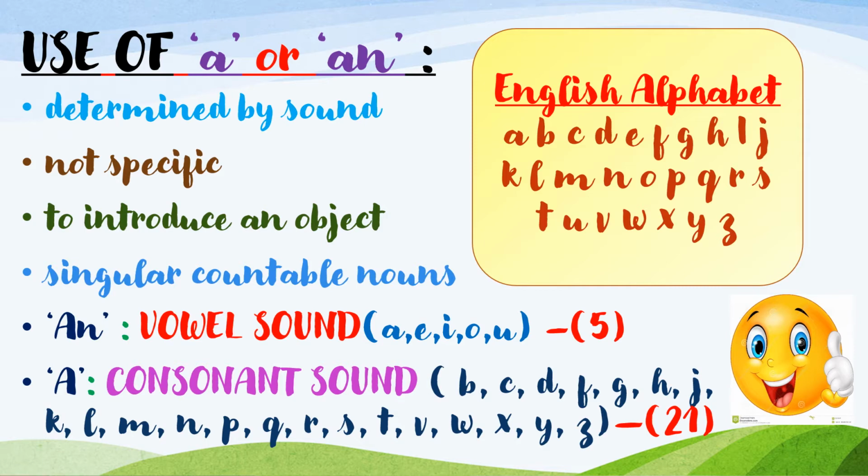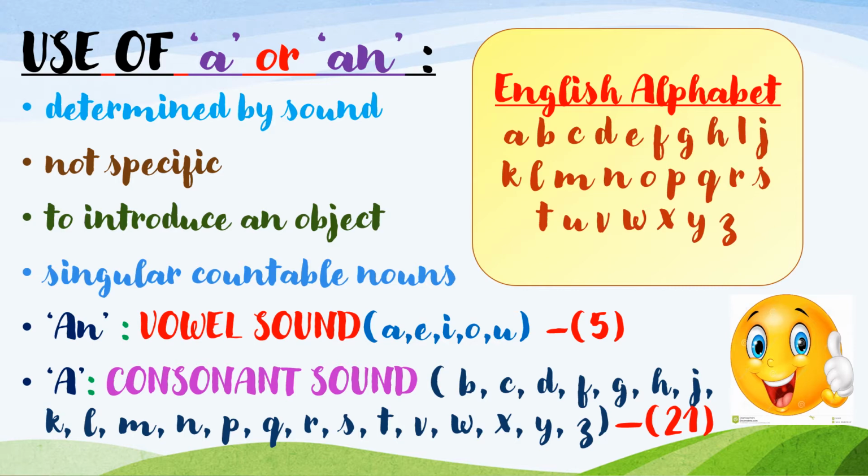And we use these articles to talk about non-specific nouns, I already told you. And we use these articles to talk about singular countable nouns. What are singular countable nouns? A book, for example, a book, a pen, a pencil. So these are countables. If you find more than one book, you say books. If you find more than one pen, you say pens. So you can count. So you can use article a or an depending on the sound.